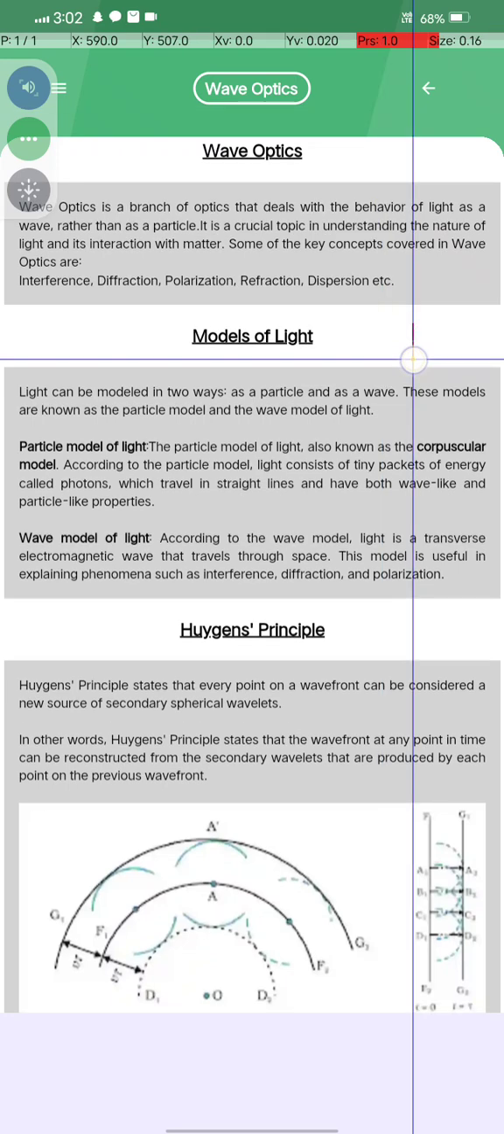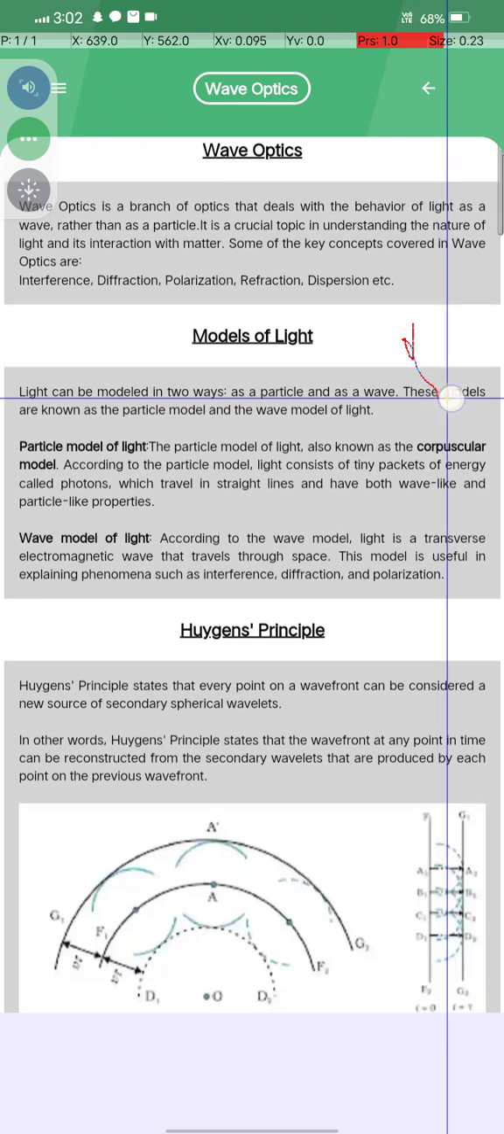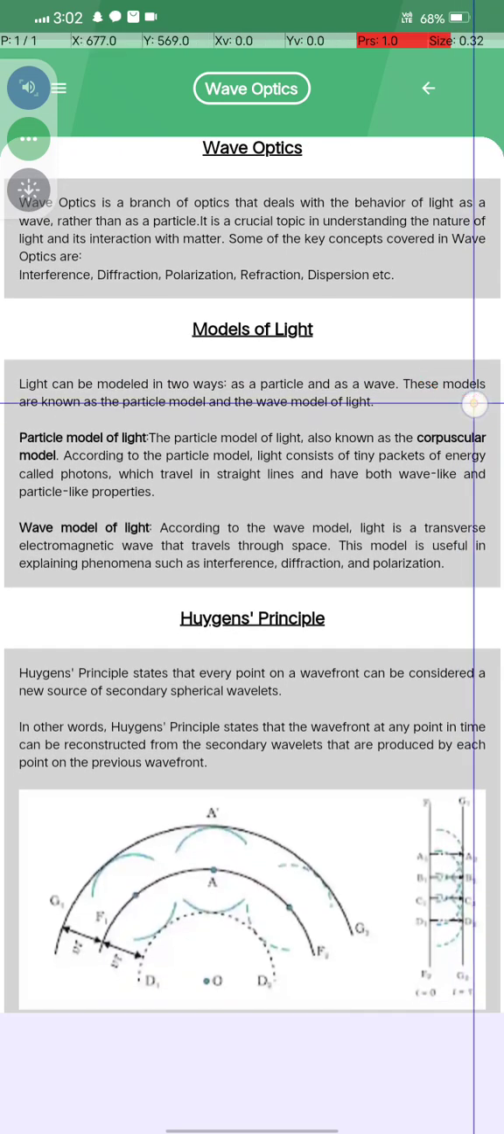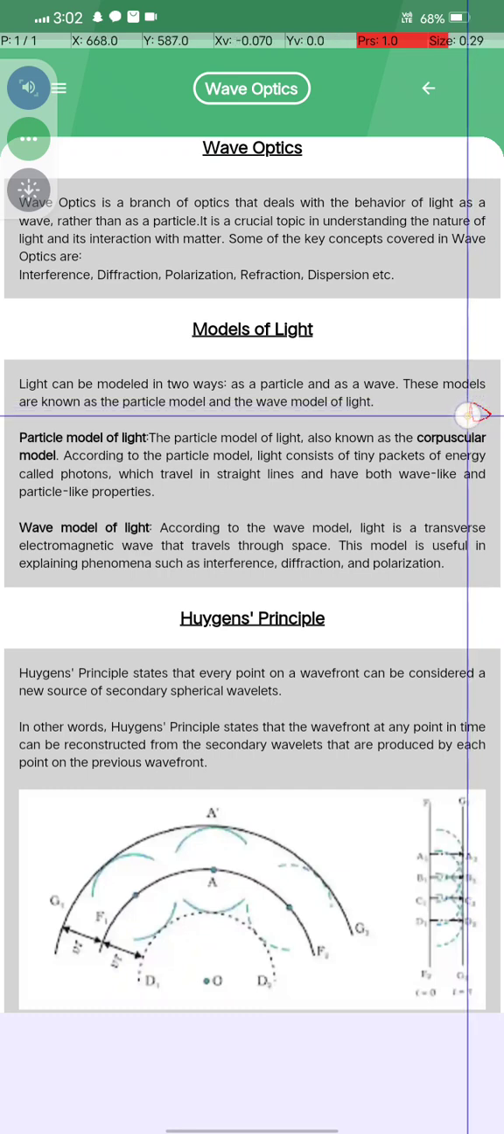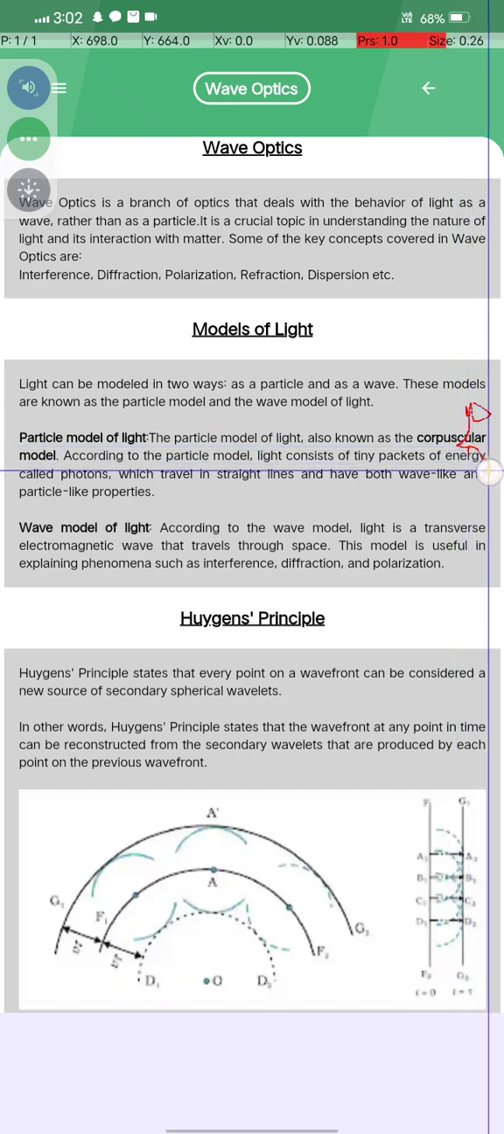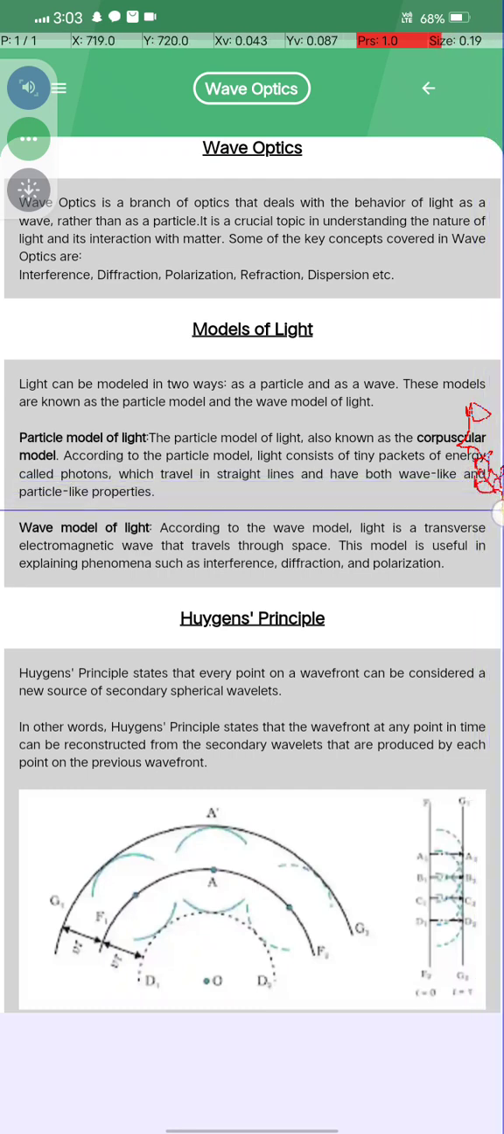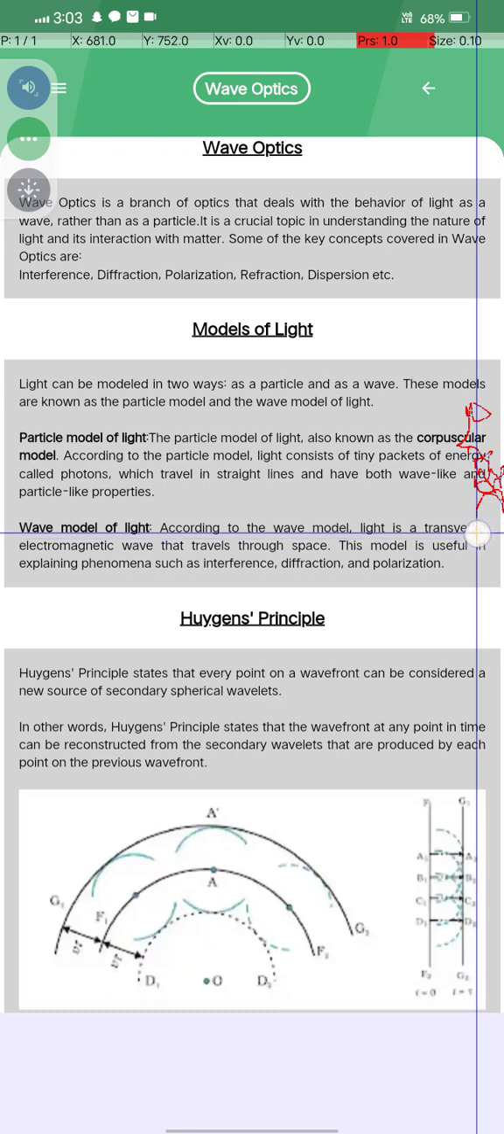Now model of light देखते हैं. Light can be modeled in two ways, as a particle and as a wave, known as the particle model and the wave model of light. The particle model of light, also known as the corpuscular model: according to the particle model, light consists of tiny packets of energy called photons, which travel in straight lines and have wave-like and particle-like properties. Wave model of light क्या होता है?